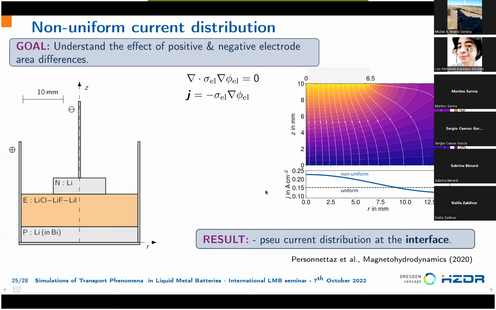electrolyte. So now we focus on the electrolyte, just solving the Laplace equation for the electric potential. And this is the result. So this is the electrolyte layer. We assume uniform potential at the top and bottom interface, and the white lines that we see here are the current lines. And so we have this blue line as a current distribution that is different from the uniform one that we have assumed until now.